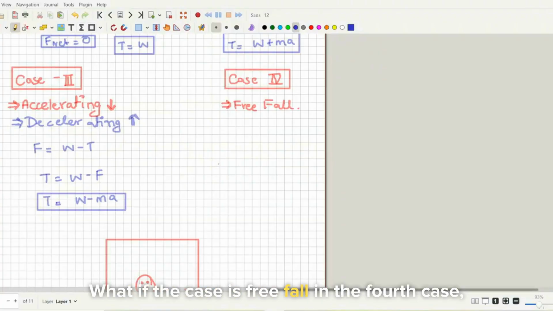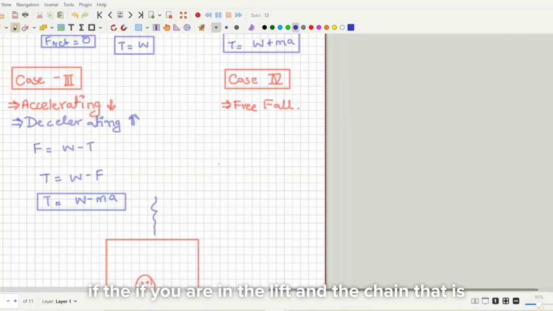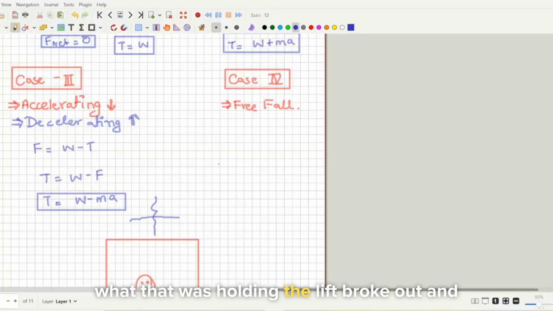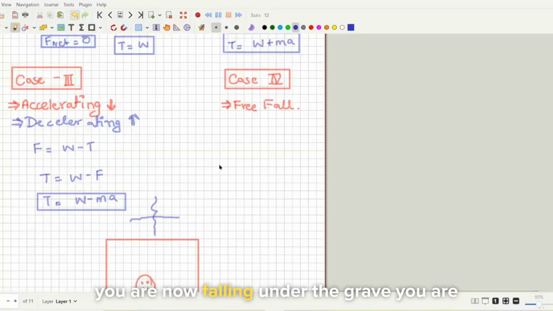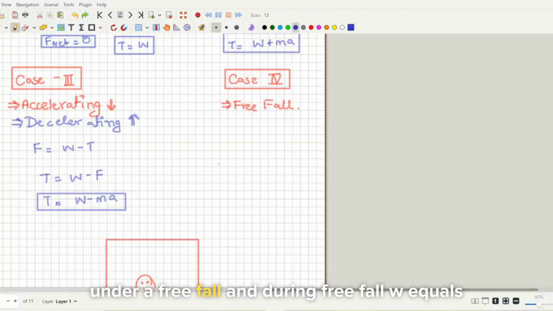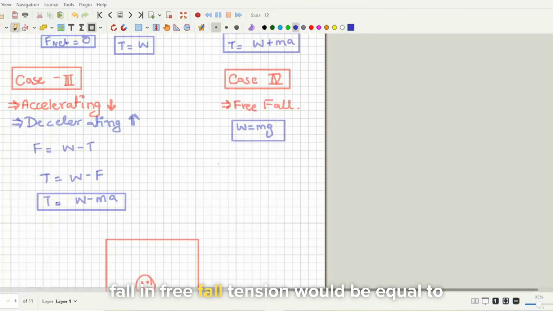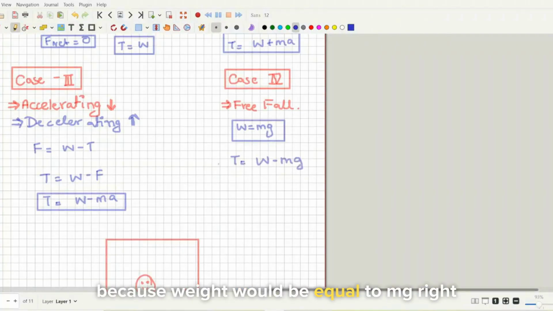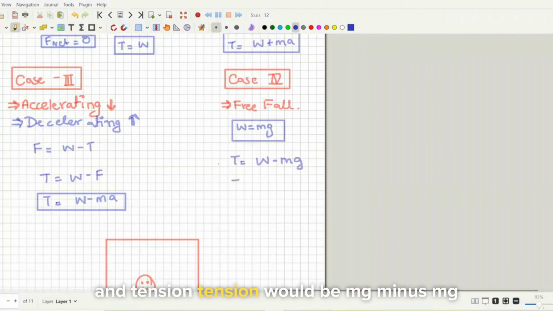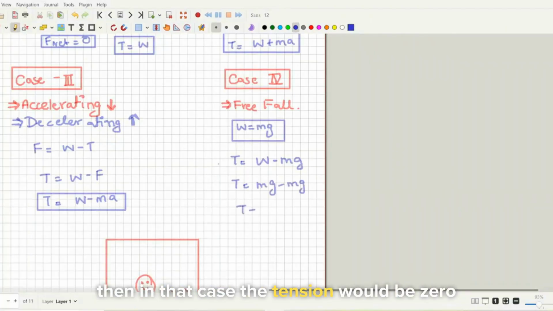What if the case is free fall? In the fourth case, if you are in the lift and the chain that was holding the lift broke, and you are now falling under gravity, you are in free fall, and during free fall W equals mg, right? Following this formula, in free fall tension would be equal to W minus mg, because weight would be equal to mg, so tension would be mg minus mg. Then in that case the tension would be 0.